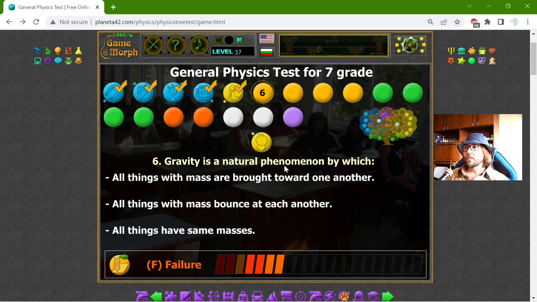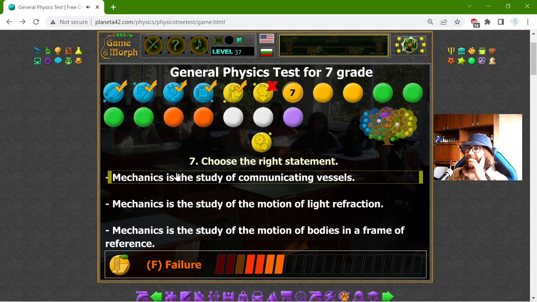Gravity is a natural phenomenon by which all things with mass are brought toward one another. Gravity: all things with mass bounce at each other. All things have the same masses. Well, when gravity is given, all things are with the same masses, but all right, so I have one mistake. Sadly, I cannot go back and fix it, but this is why it is a test.